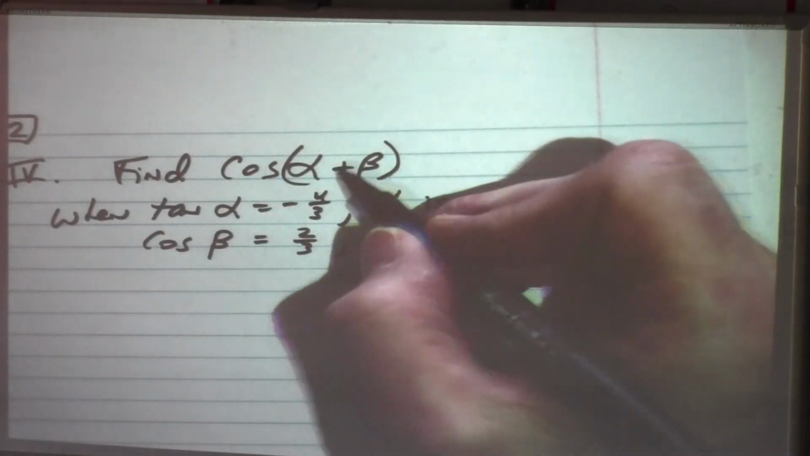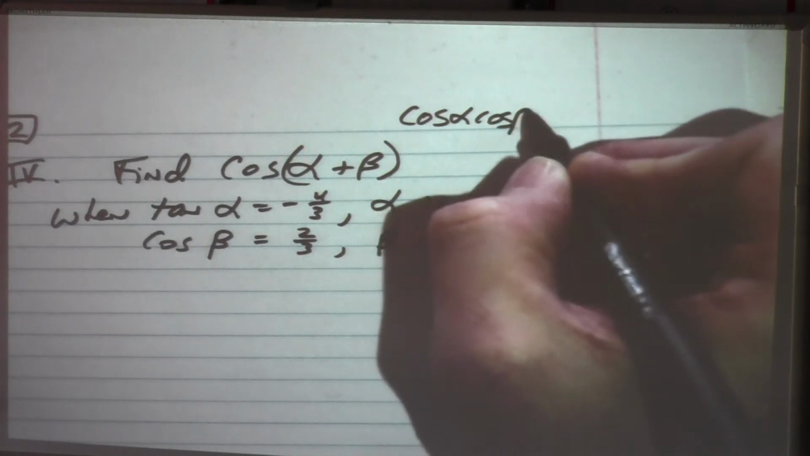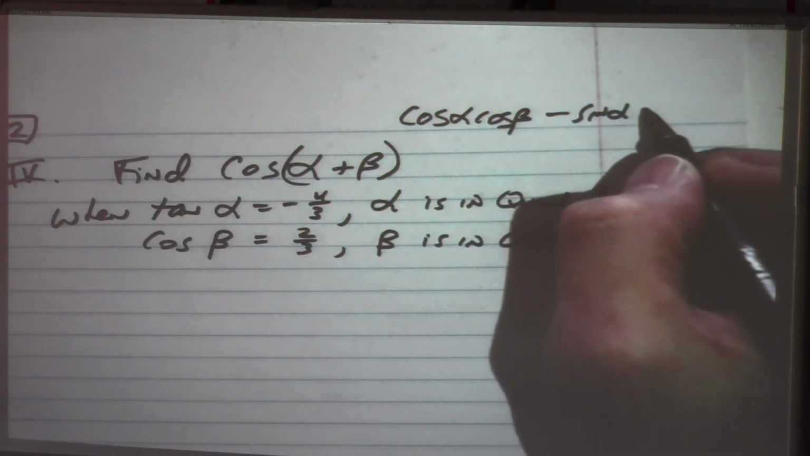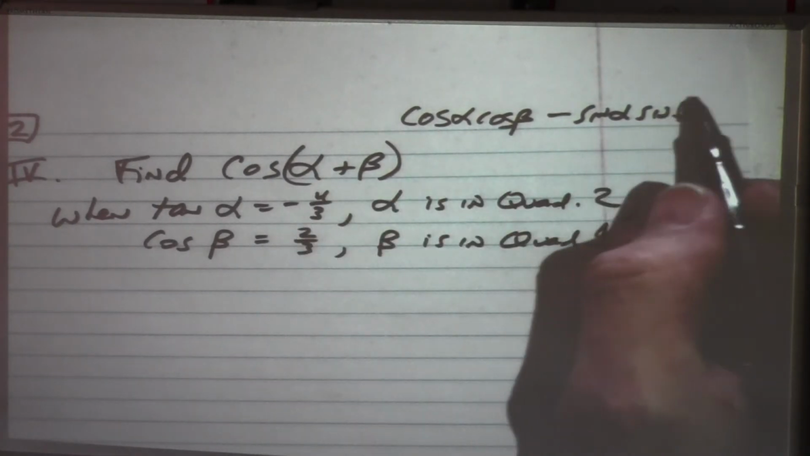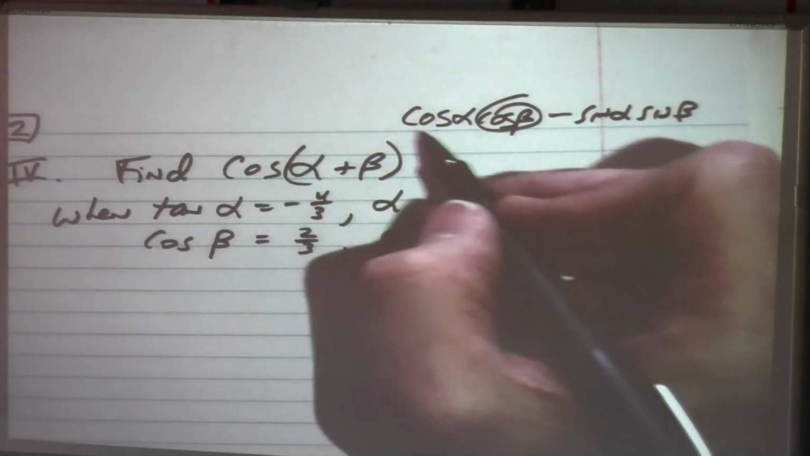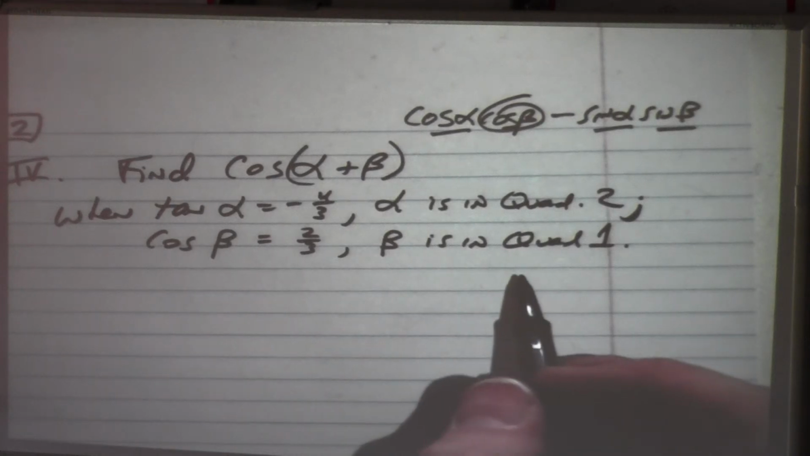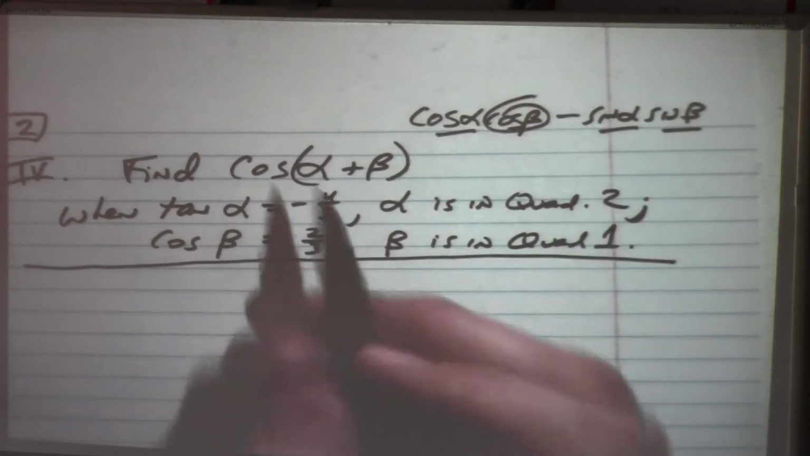Remember, the formula we'll use, because that's plus, is going to be cosine alpha, cosine beta minus sine alpha, sine beta. So we already know this one because it's given to us. But we need to get that, and that, and that. And this information will give it to us. So first, let's start with alpha.